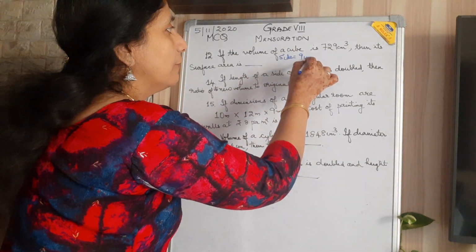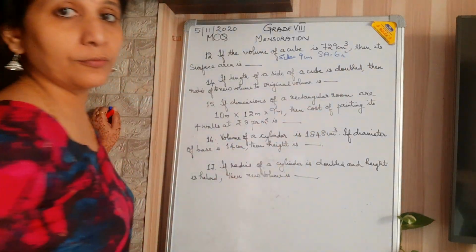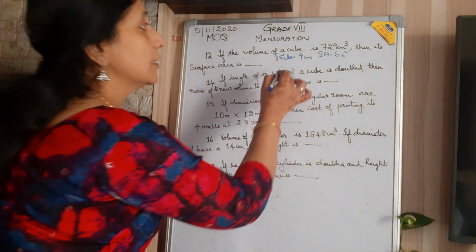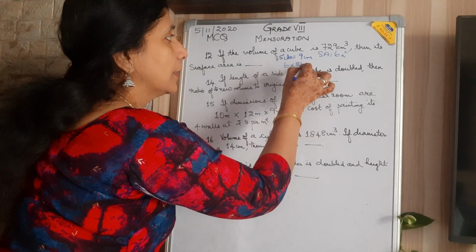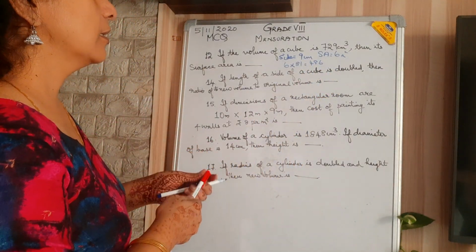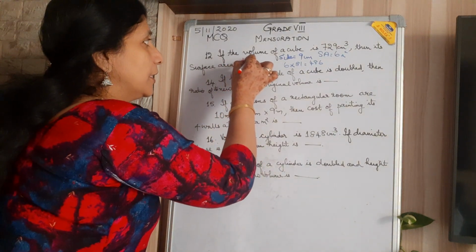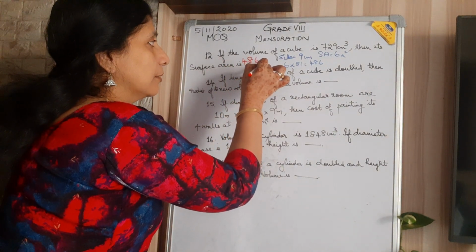Now what is the formula for surface area? Surface area is 6a square for a cube. So 6 into a square is 81. 6 ones are 6, 6 8s are 48. So you got it as 486. Surface area, the unit is centimeter square.